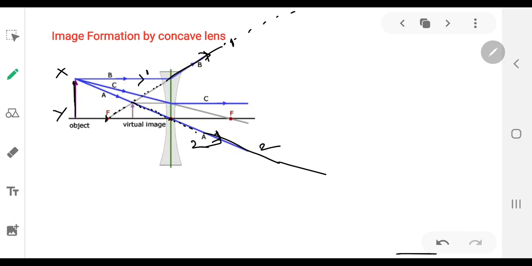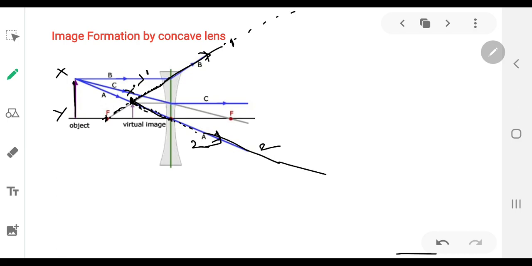When you extrapolate their directions, they appear as if they are diverging from this point. So this point x dash you can take as the image of x. Now tell me whether this x dash is formed by the actual meeting of the refracted rays. No, it is not formed due to the actual meeting of refracted rays. Then you can call this a virtual image.